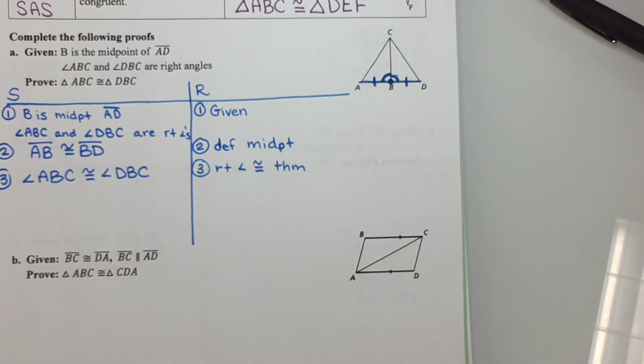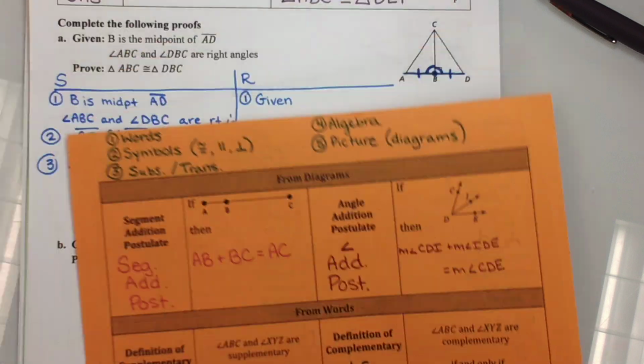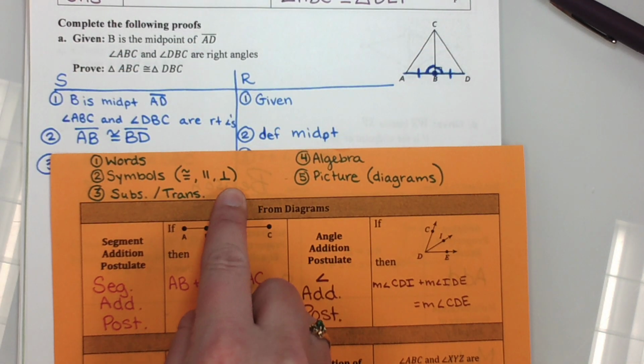If you don't know what to do in a proof, you go back to your 5 things. First thing is words. Do we have any words we haven't taken care of already? No. Second thing is symbols. Do you see any symbols? Yes. Now, when we talked about symbols, we talked about congruents, parallels, and perpendiculars.